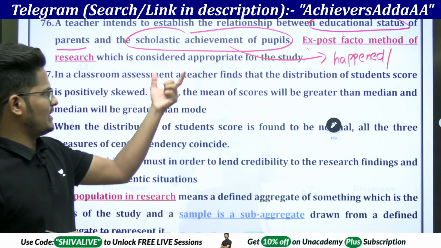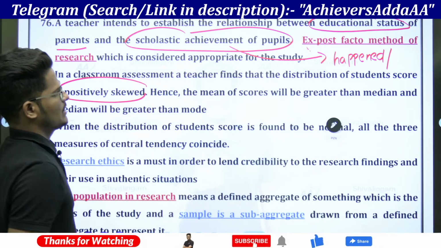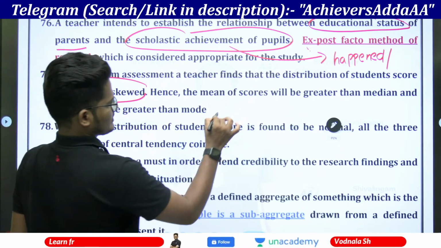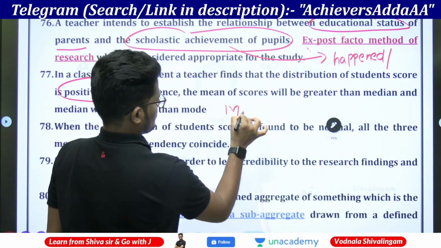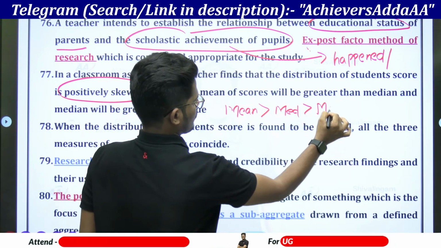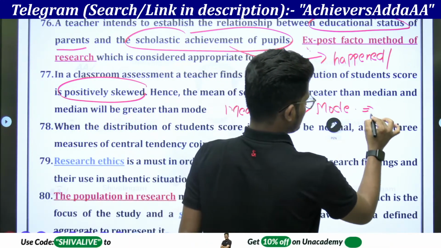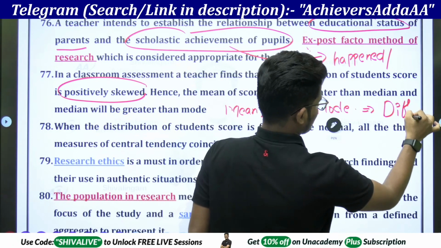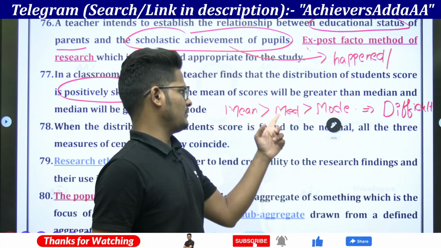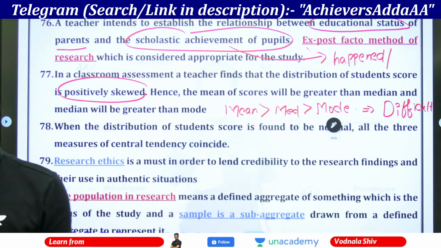In a classroom assessment, a teacher finds that the distribution of student scores is positively skewed. So the mean of the scores will be greater than the median, and the median will be greater than the mode. Mean more than median more than mode. Mode is the smaller one, mean is the higher one in the case of positive skew. So in this situation of positive skew, the question paper or the scores are very difficult. Paper is difficult. And if the mode is higher, mode more than median more than mean, then in such a case it is an easy paper, negatively skewed.